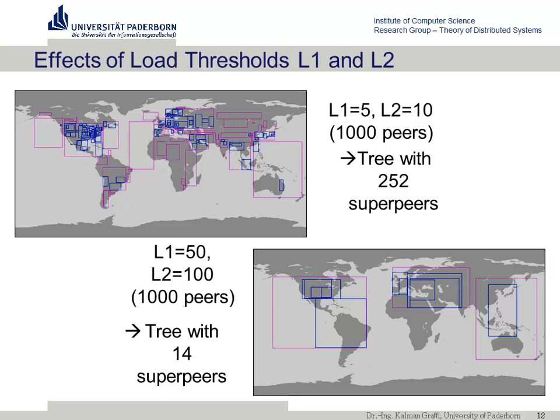If you take large numbers, 50 and 100, for example, then you come up with only 14 zones in all. So you get the feeling how these thresholds influence the structure of the tree, and you also get a feeling that these thresholds can be chosen by the peers to fit their capacity. So a very strong peer could say, okay, I take more nodes, and a smaller super peer could take less nodes. So you still can adapt to the quality of the peers.